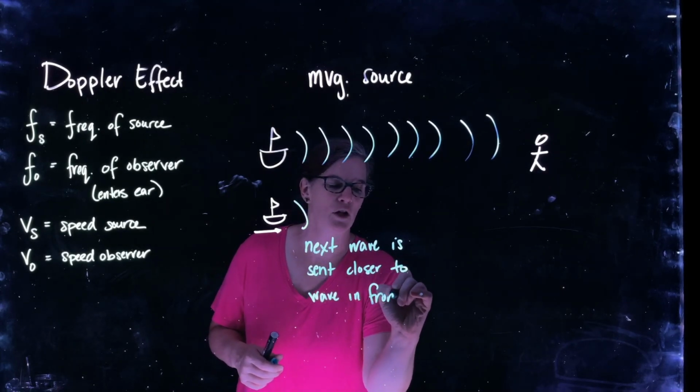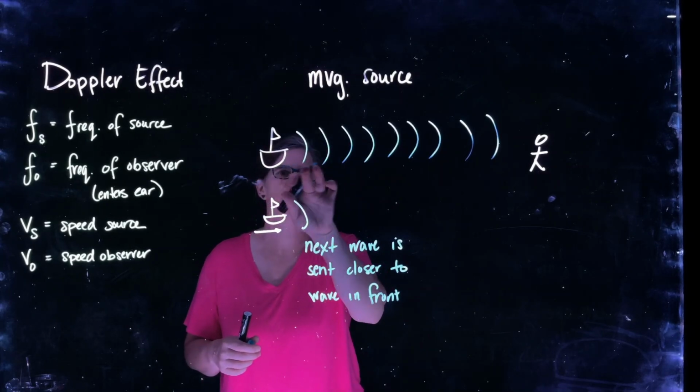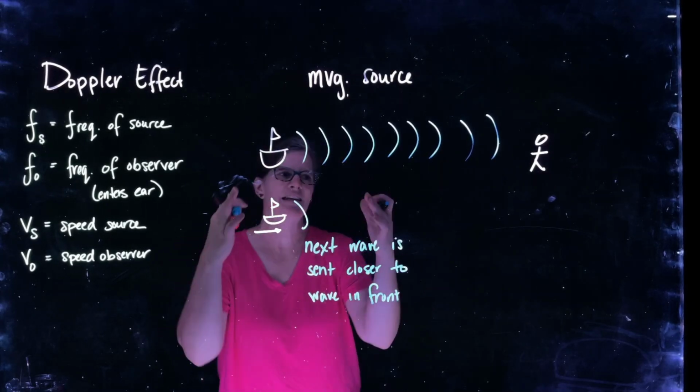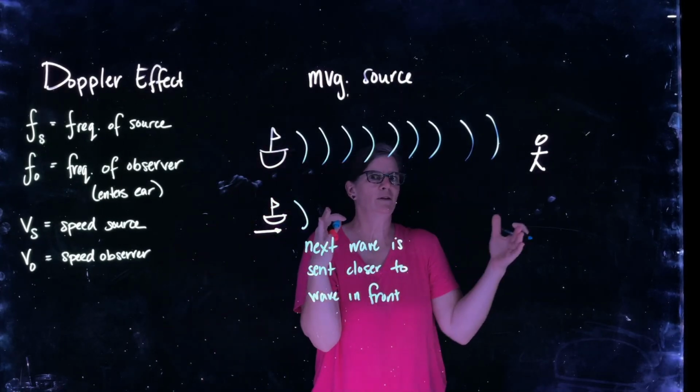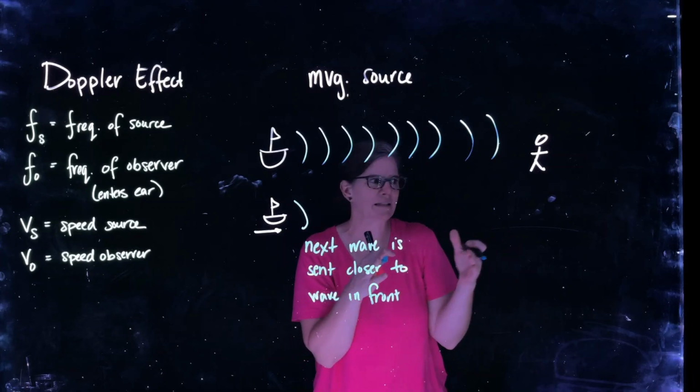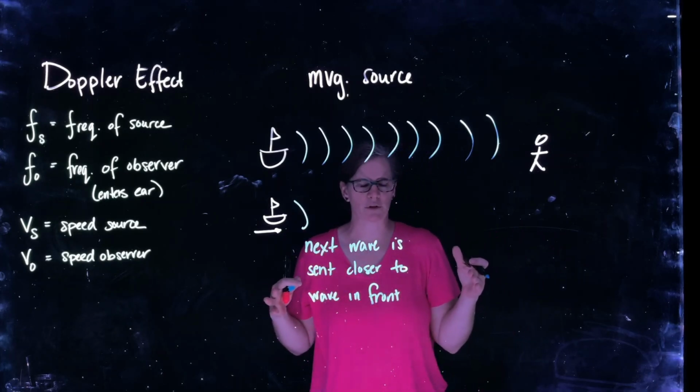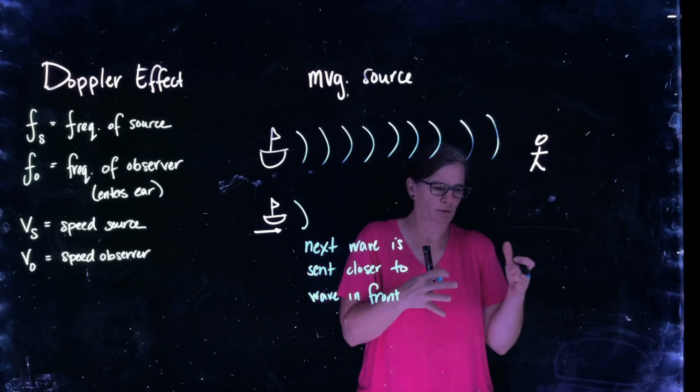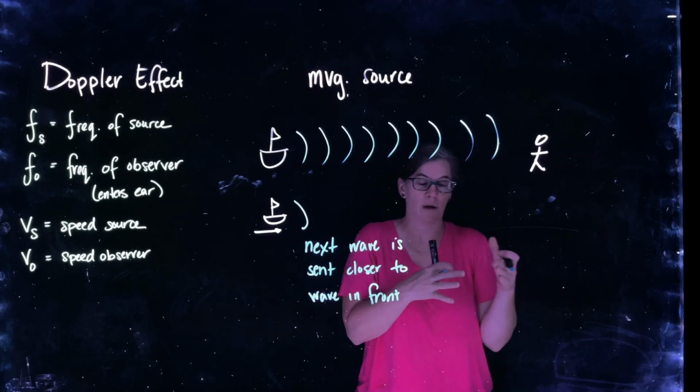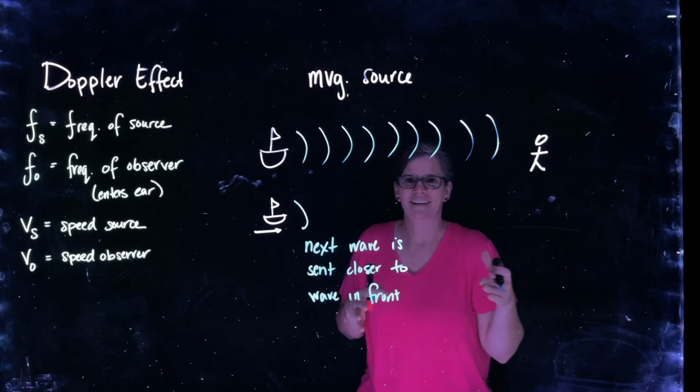Why is it sent closer? Well, now the ship, instead of being here, it's here. So as it sends out that next wave, it's already moved a little forward where the wave would have moved, and it's sent that wave out a little bit closer. And then it continues to move, and so it's getting closer to the next wave, and it sends that wave out a little bit closer.